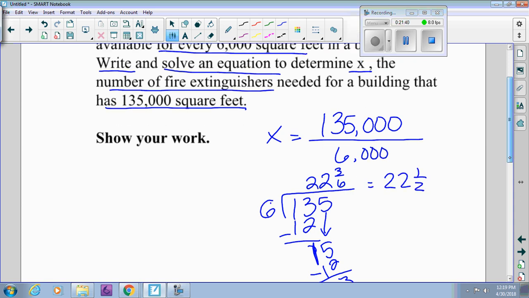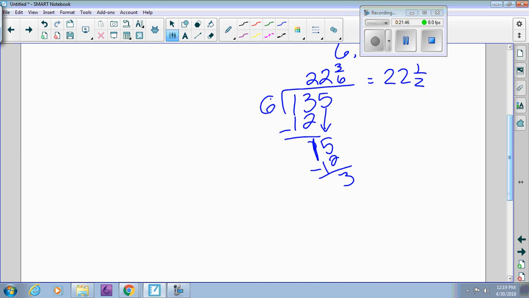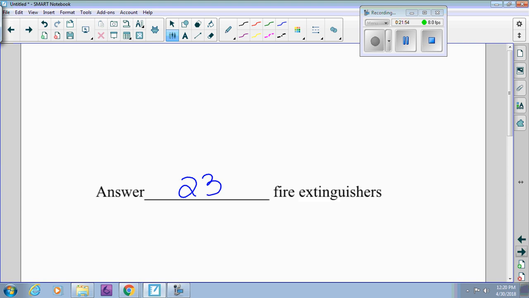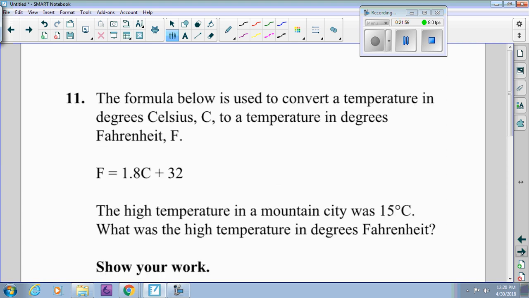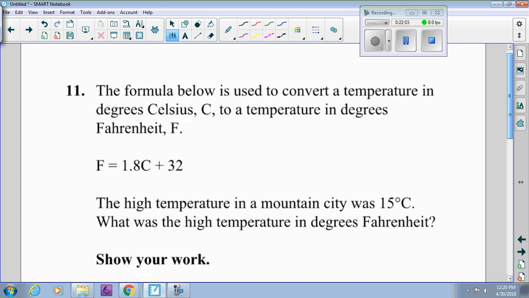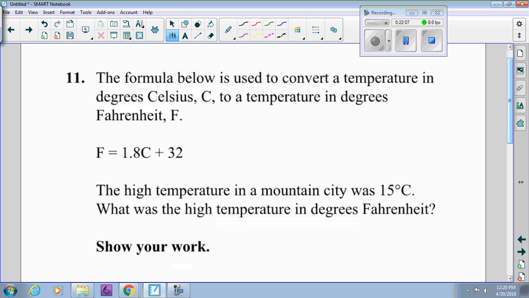Well, good luck going to the store trying to buy half of a fire extinguisher. You better make it 23 or you're going to be in trouble. So round that up to 23 fire extinguishers. All right, the next question, again, another ratio, proportion, rate, algebra. It falls into that main section. This one you have to substitute for a variable in an equation.